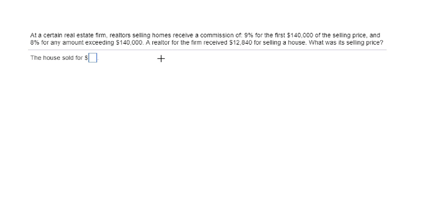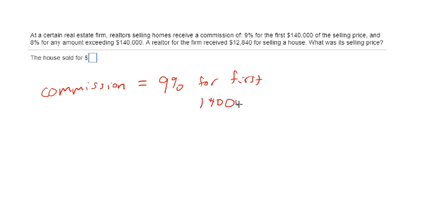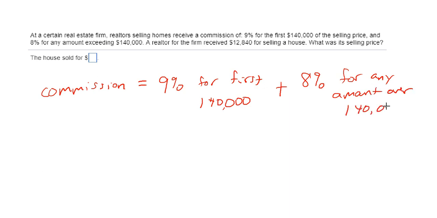Right. So there's a lot of numbers being given here, but I would recommend putting this equation together using words, right? Rather than worrying about the numbers. So what are the different components that go into determining this realtor's commission? Right. So the amount of the commission, using words, is calculated. It's going to equal 9% for the first $140,000 of the selling price of the house. And so in addition to that, plus 8% for any amount over $140,000. So that's it. That's how their commission will be calculated.